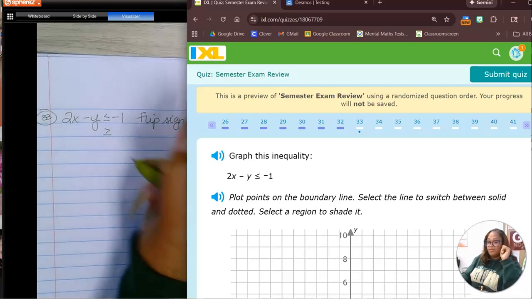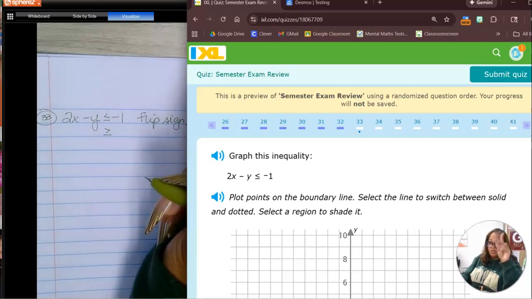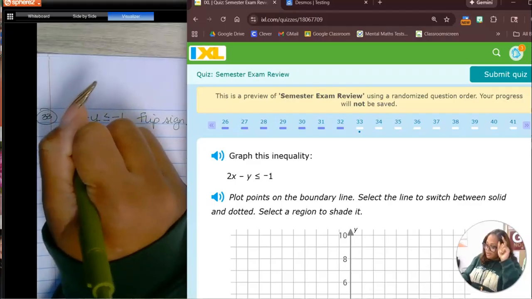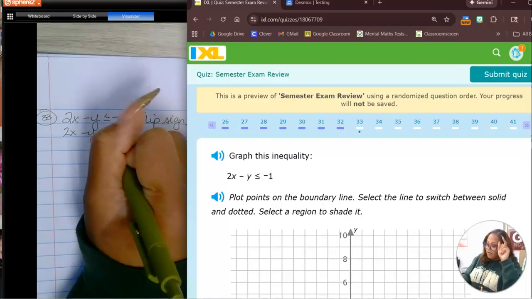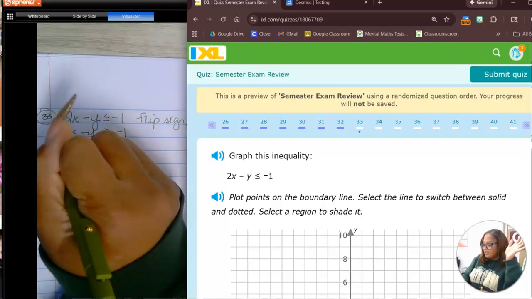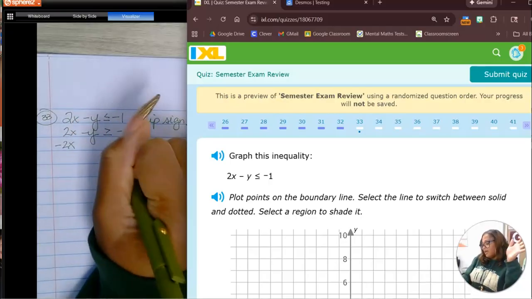You can flip it at the beginning. You can flip it at the end, as long as you don't flip it twice. You only flip it once. So, 2x minus y is now greater than or equal to -1. I won't have to flip anymore. I do need to subtract 2x from both sides.